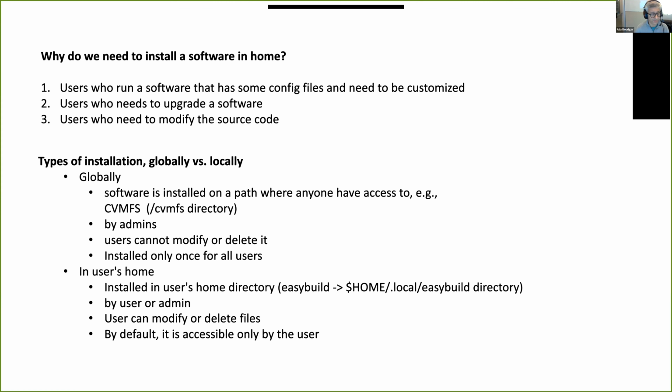The second type of installation is installing in the user's home directory. If we use EasyBuild to do that, the software is usually installed in your home directory, in the subdirectory .local, subdirectory easybuild, and subdirectories in easybuild. The install can be done by the user and the admin, and the user, of course, can modify or delete the files, I mean, the executable files I'm talking about. By default, it is only accessible by the user.